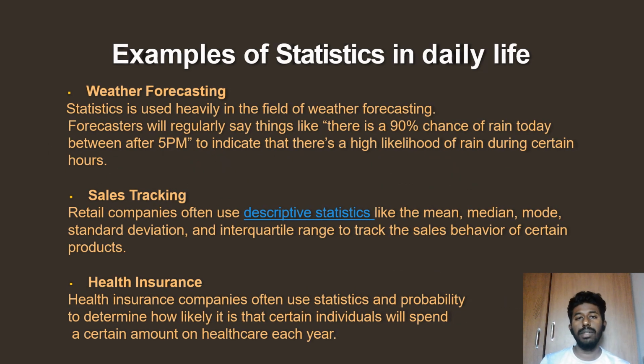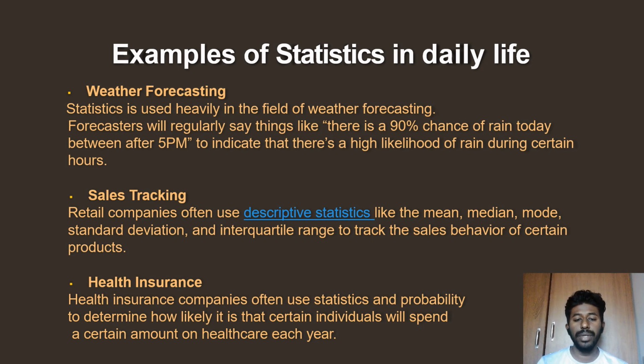So let's look into some of the daily life applications of statistics. It is used in weather forecasting, sales tracking, health insurance. In weather forecasting, statistics is used heavily. Forecasters will regularly say things like there's a 90% chance of rain today between 5 p.m. to indicate that there is a high likelihood of rain during certain hours. In sales tracking, retail companies often use descriptive statistics like the mean, median, mode, standard deviation, and many other things to predict the sale behavior of certain products.